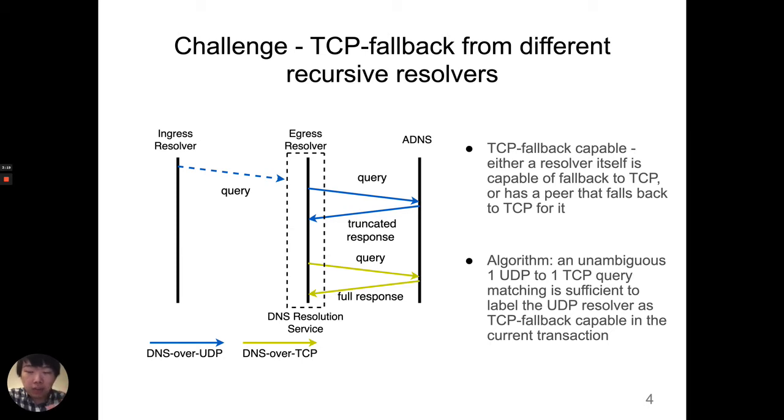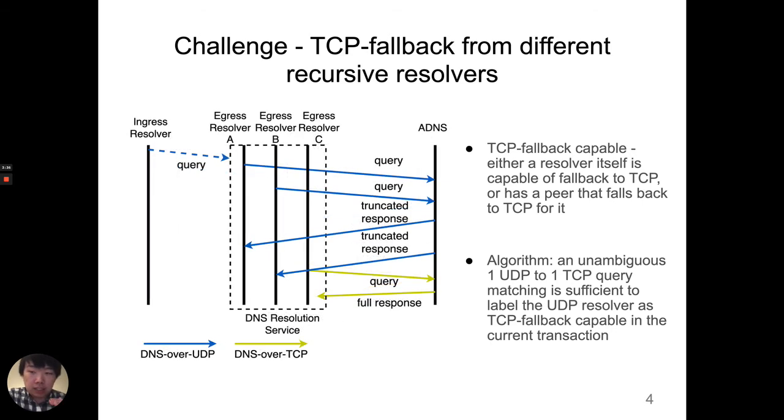So the figure on the left shows a simple canonical scenario of a TCP fallback process, a UDP query and a TCP query for a unique query name. So in this case, we can say that this resolver is TCP fallback capable.